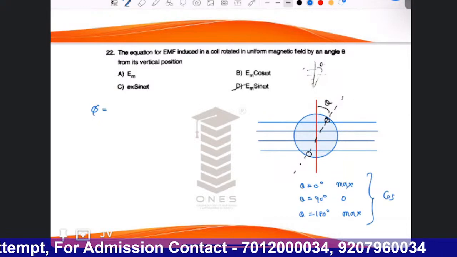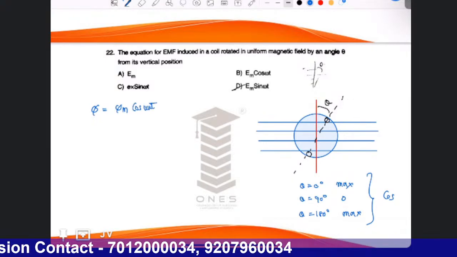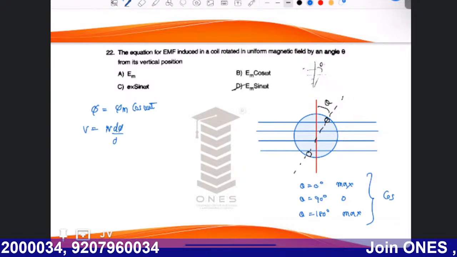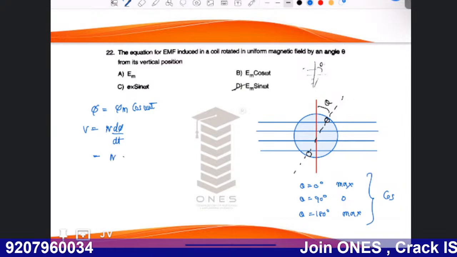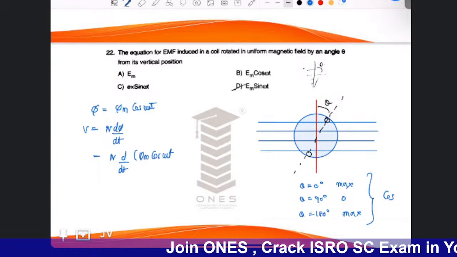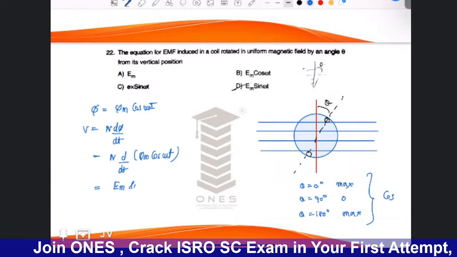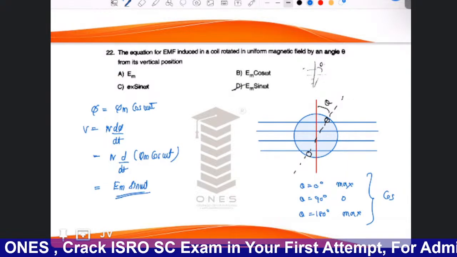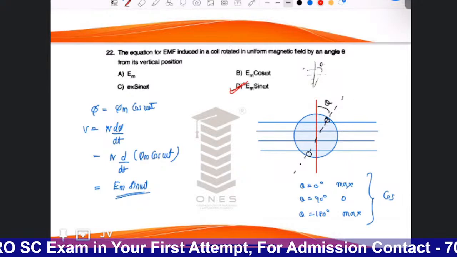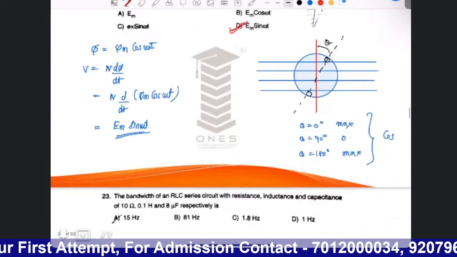So how can you write phi? Phi you can write as phi m cos omega t. So what is V? V is equal to N into d phi by dt. So N into d by dt of phi m cos omega t. So if you calculate that, you will get Em sin omega t. Cos omega t ne nammal differentiate cheyyumbol you will get what? Sin omega t.